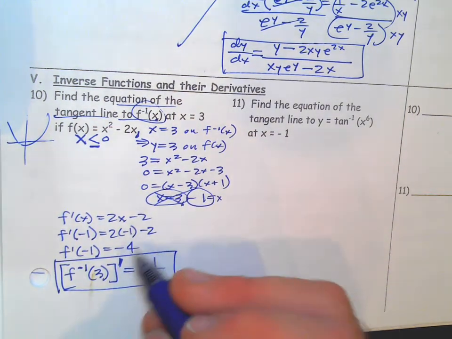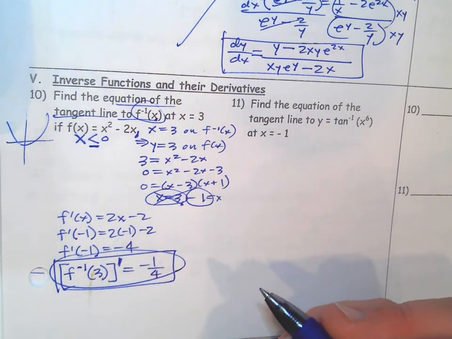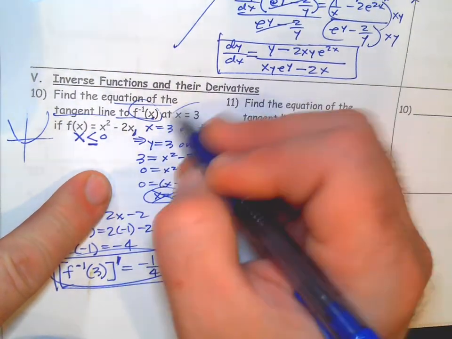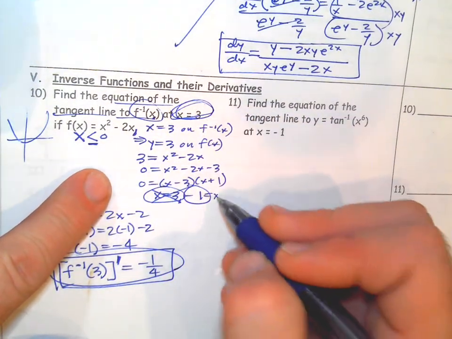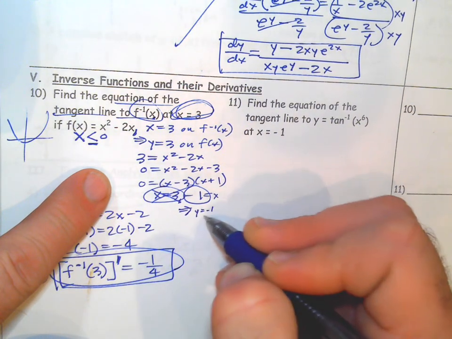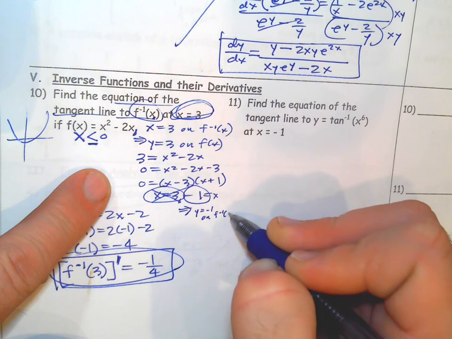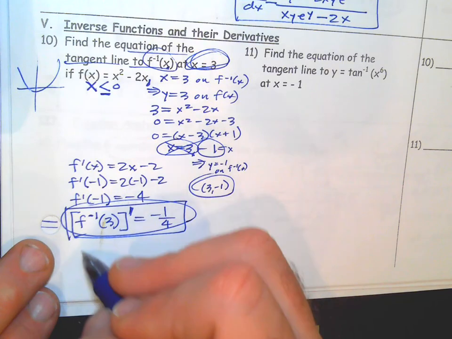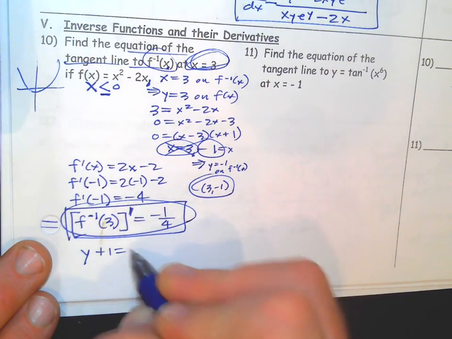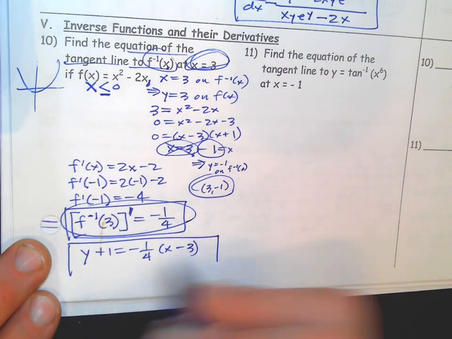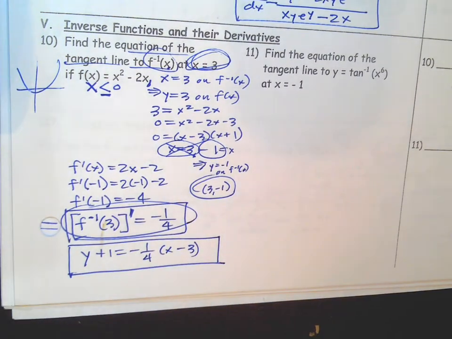Now I guess I'm not done. That's the function. We're trying to write the equation of the line, so we need an xy pair. We have x equals 3. We need the y that goes with that. Well, x equals negative 1 on the original function means that y equals negative 1 on the inverse. So our point is going to be 3, negative 1. And the equation of the line is going to be y plus 1 equals negative 1/4 times x minus 3. I would just leave it in point-slope form. Unless you like doing extra work, that might cost you points that you already earned.